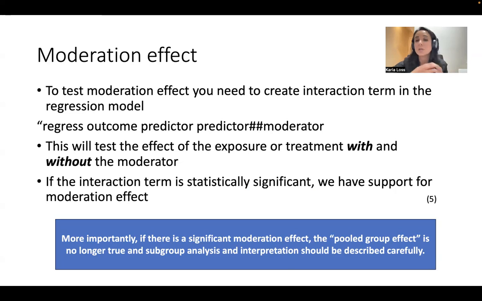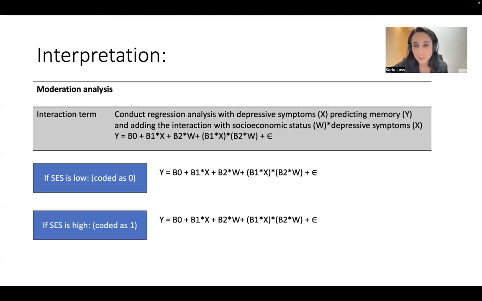For each group, we should expect a different effect of the treatment. And here is the regression equation with the interaction term. Basically, we conduct a regression analysis with depressive symptoms predicting memory, adding the interaction between socioeconomic status and depressive symptoms in the model. Interestingly, if socioeconomic status is low, coded as 0 in my model, we would have a model represented basically by our outcome equal to the intercept, or our constant in the model, plus beta 1, the coefficient for our treatment, times the variable, and that's it.